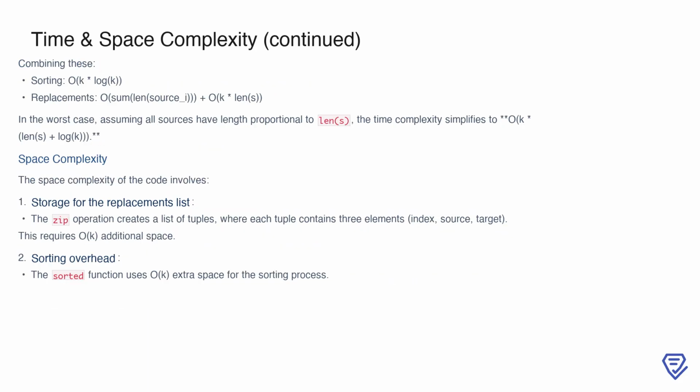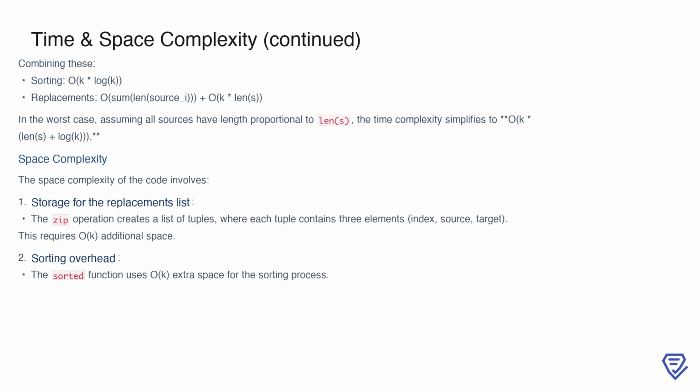Now, combining the components discussed earlier, we have the sorting step with a complexity of O(K log K), and the replacement processing step, which has a complexity of O(sum(len(source_i))) plus O(K * lenS). In the worst case, if the length of all sources is proportional to the length of the string S, this simplifies to O(K * (lenS + log K)).